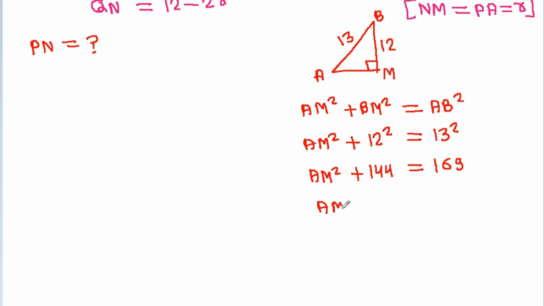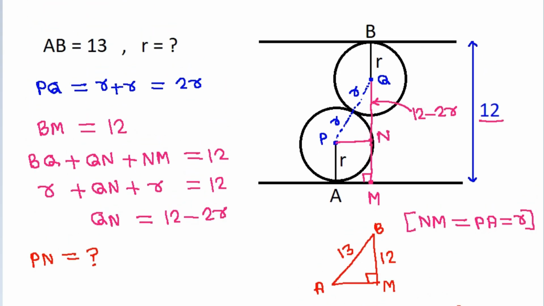So AM square will be equal to 169 minus 144, which is 25. So AM will be 5. And AM will be equal to PN, that will be 5. PN is 5. And this angle will be 90 degrees.